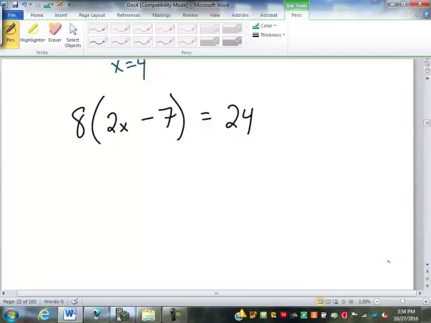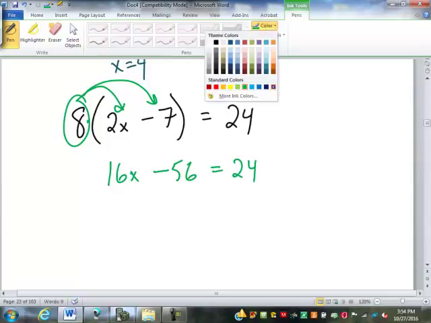So we see the parentheses screaming at us to do something there first. Anything to do in the parentheses? No. To the parentheses? Yes. Times 8. So 8 times 2x? 16x. 8 times negative 7? Negative 56.